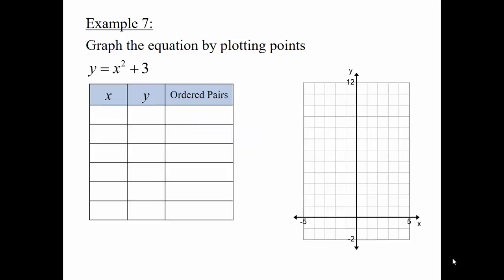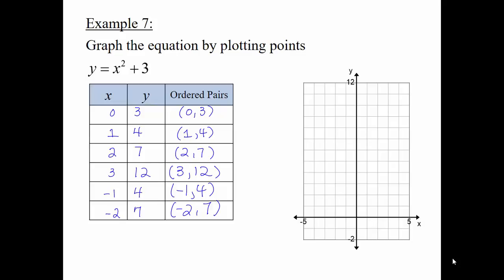And so you do this by making a table. You have your x value and your y value, and then what it's going to be as a point. So you just pick your x's, and pick easy ones. Don't pick hard ones, pick easy ones. So here we've picked 0, 1, 2, 3, and then negative 1 and negative 2. Don't pick 10, 15, whatever. Pick 0, 1, 2, and negative 1 and negative 2.